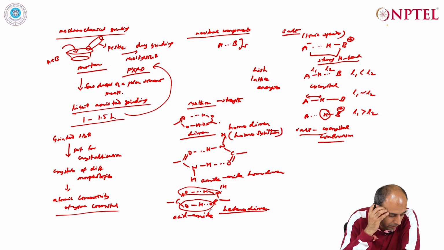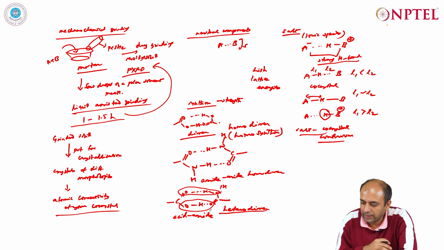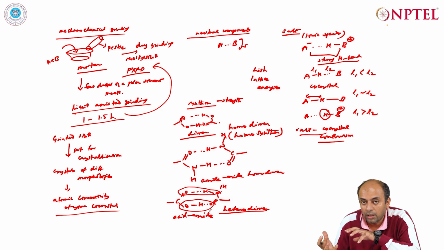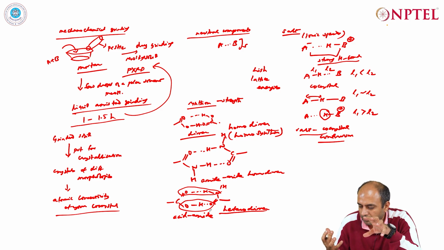So, these kind of heterosynthons are also present in case of the different co-crystals which are formed by the interaction between the acid and the basic functionality. So, the carboxylic acid is the acid component, amide is a basic component, the NH part, okay, and this can interact with each other.